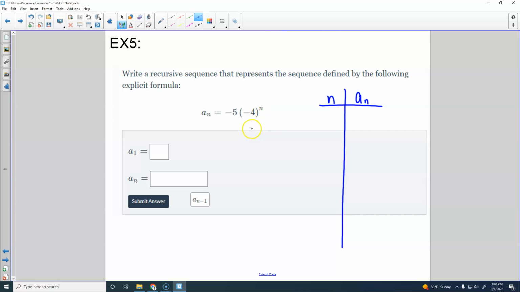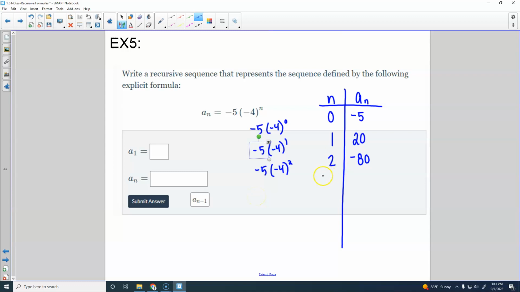If my n value is 0, I've got negative 5 times negative 4 to the 0 power. I'm plugging that into this explicit formula. If I plug in 0, negative 4 to the 0 is 1, so I just get negative 5. Then if I plug in 1, negative 5 times negative 4 to the first power, it's just going to be negative 5 times negative 4, which is going to give me a positive 20. If I plug in 2, negative 5 times negative 4 squared, negative 4 squared is 16. 16 times negative 5 is going to give me negative 80. You could plug in another one if you would like.